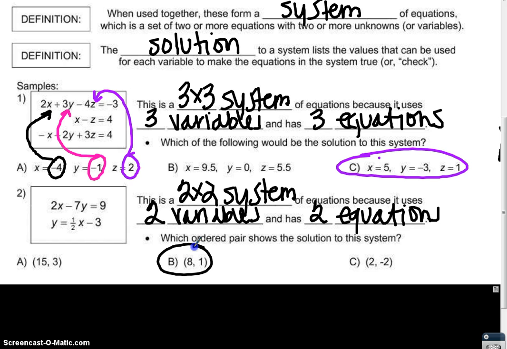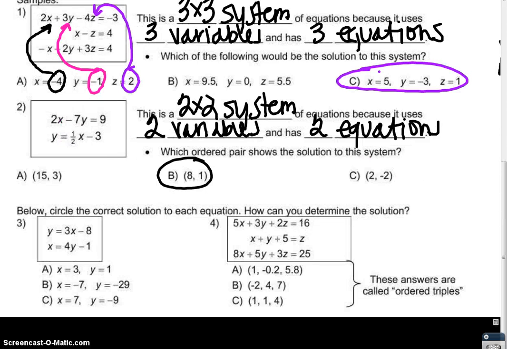Now from here, I want you to look at 3 and 4. It says below, I want you to circle the correct solution to each equation. How can you determine the solution? What I want you to do on 3 and 4 is work both of those problems out. On number 3, you can use graphing, substitution, elimination, or you can plug your answer choices in to verify that they are correct. Same thing with number 4. Number 4, I want you to actually plug in your answer choices because, again, I have not taught you how to use elimination or substitution with a 3x3 system. Okay, for those of you who know how to use the matrix, you may use that as well. And again, I will teach you that next week.